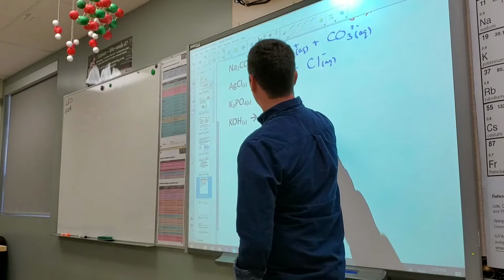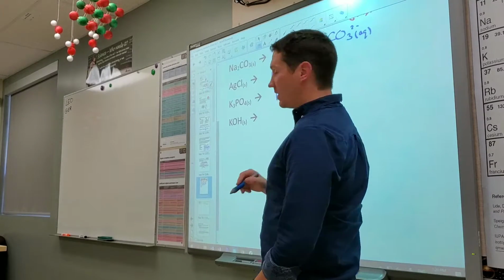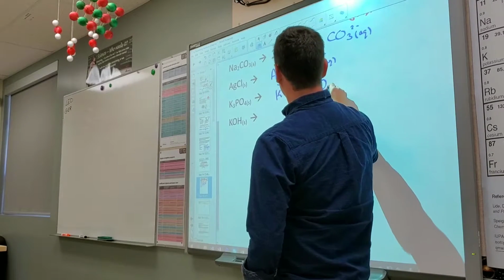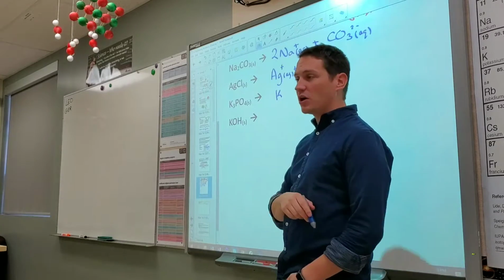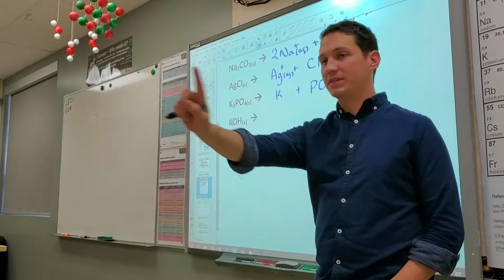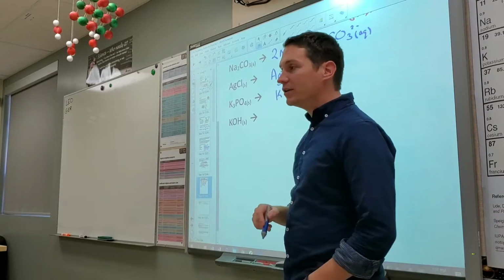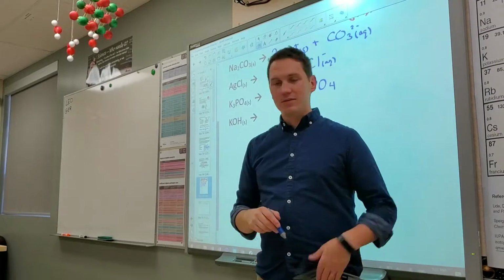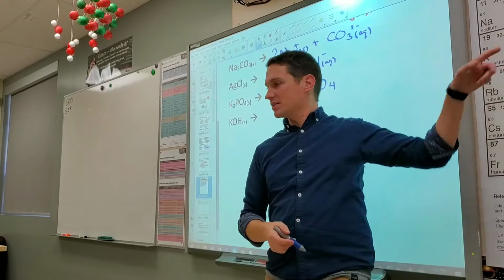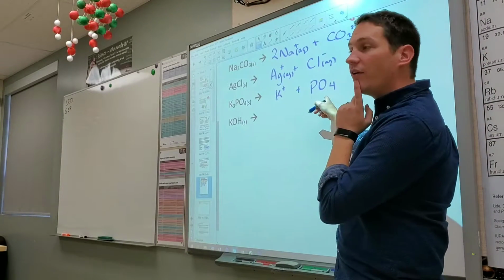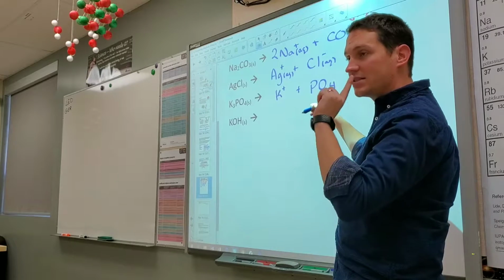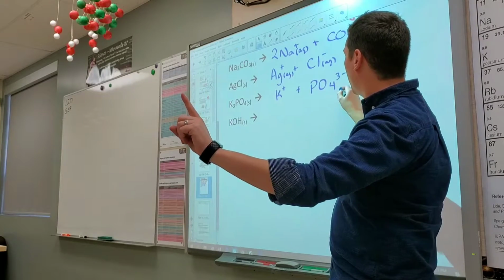Potassium and what? Phosphate. Now, what's the charge on a single potassium? One. Where did you get that information from? Yeah, the data booklet. Potassium's 1+. So what's the charge on a phosphate? A single phosphate is 3-.